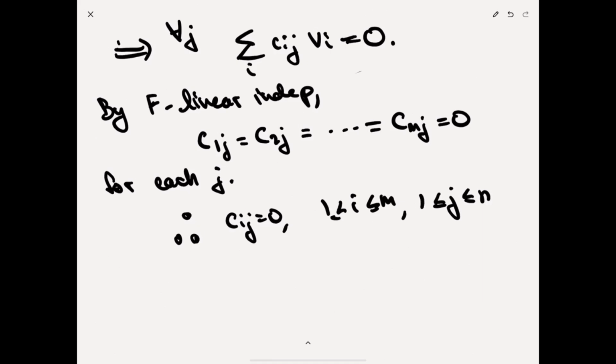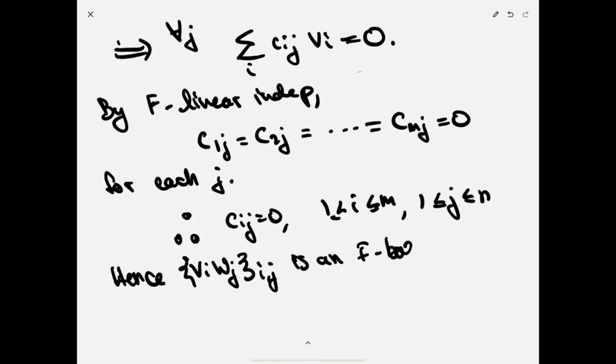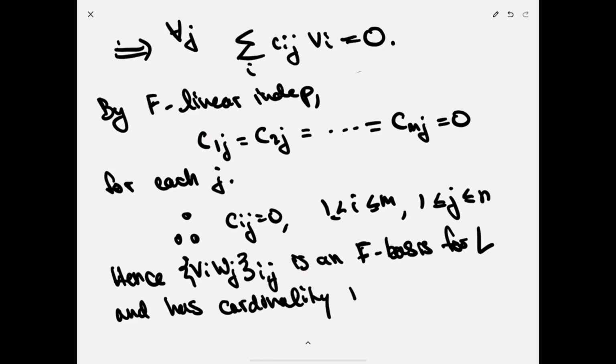And hence this proves that the ViWj form a basis. As we vary over the i's and j's, this is an F basis for L, and it has the right cardinality, n times m. So we're done. All right, so that's the proof of that.